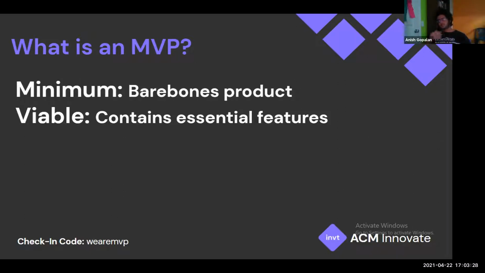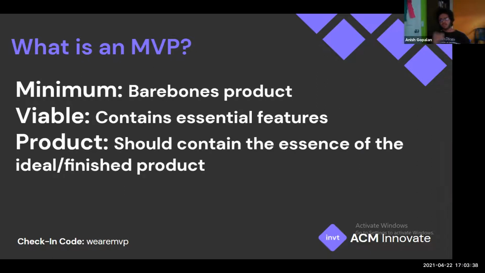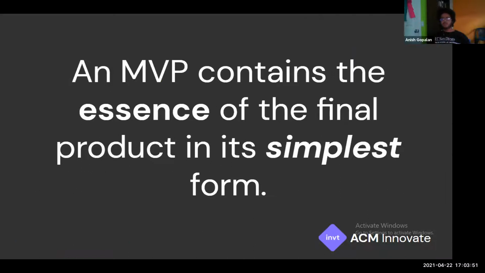I know it's kind of weird verbiage, but it shouldn't just be one component of a website that does nothing on its own. It should still be a viable enough product, even though it's simple and bare bones. And you really want it to contain the essence of your ideal and final finished product. And this is a bit theoretical. I know it might be a little confusing. I'll talk about some examples, but for now, just keep in mind that an MVP contains the essence of your final product in its simplest, most bare bones form.